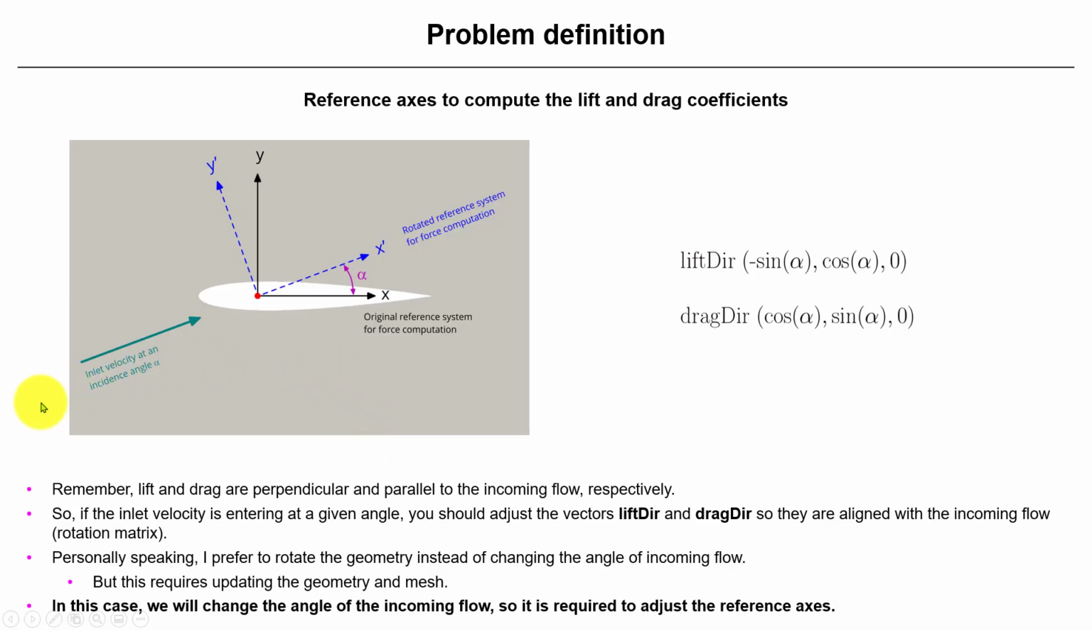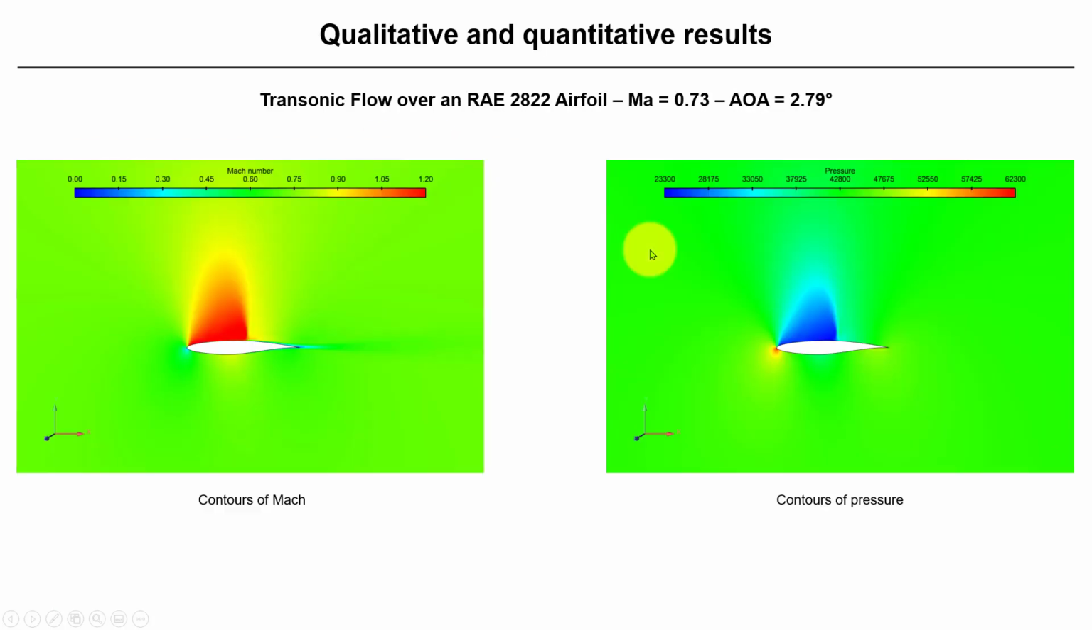But also remember, and I want to stress this about airfoils, that if you change the incoming flow, you also need to rotate the axes about which you are computing the forces and coefficients. So here you have a recall and you have the rotation matrix. We also addressed that previously, but I like to stress this because a lot of people forget to do this.